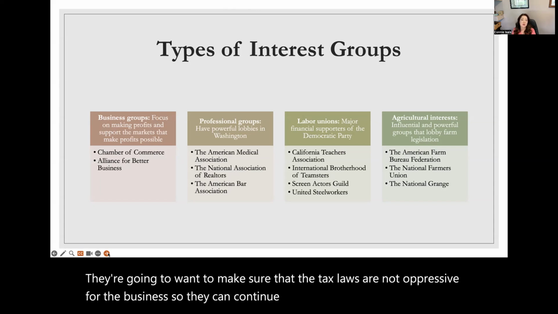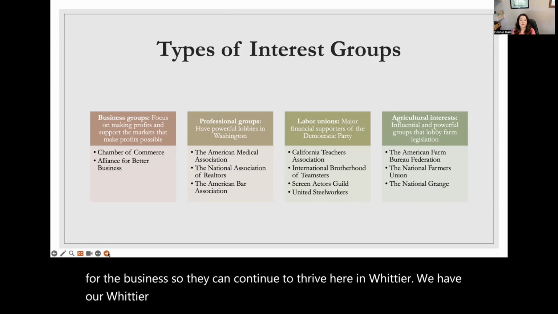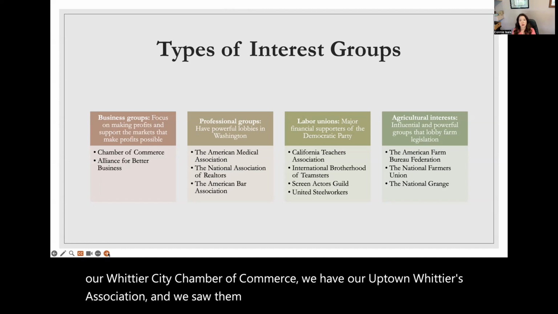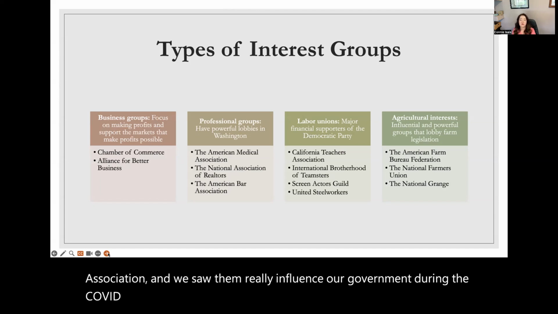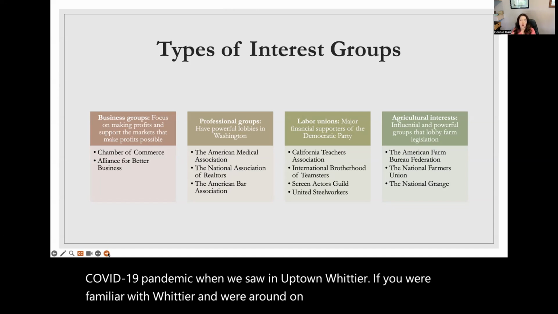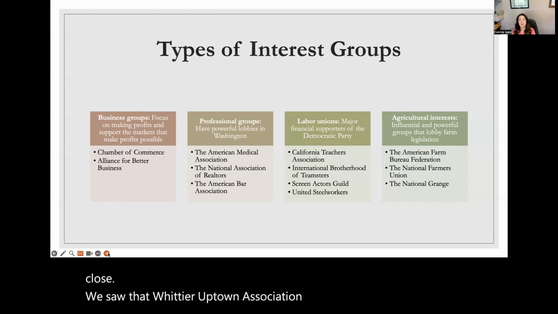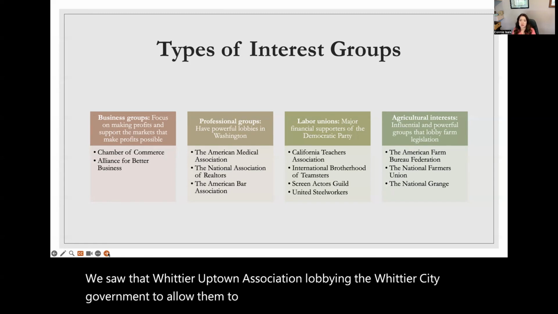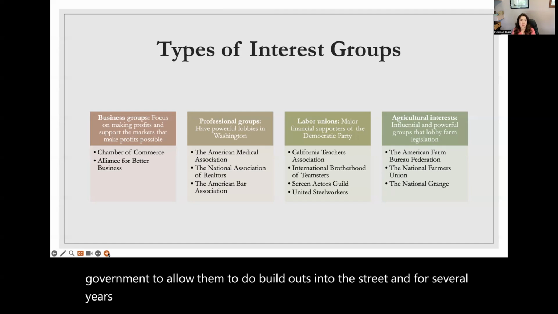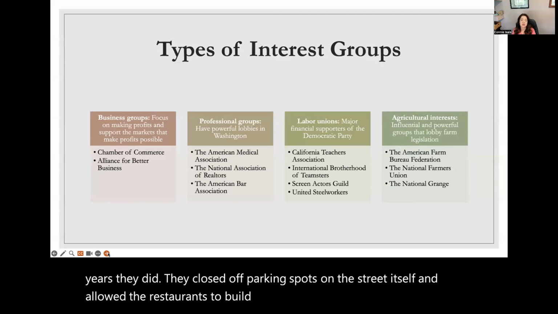Here in Whittier, we have our Whittier City Chamber of Commerce. We have our Uptown Whittier's Association, and we saw them really influence our government during the COVID-19 pandemic. If you were familiar with Whittier and were around on Greenleaf Avenue, when all the restaurants and the beauty salons and everything else were required to close, we saw the Whittier Uptown Association lobbying the Whittier city government to allow them to do build outs into the street. And for several years, they did. They closed off parking spots on the street itself and allowed the restaurants to build out into the streets so that they can continue operating during the pandemic.